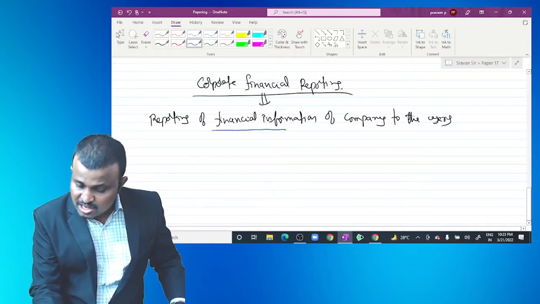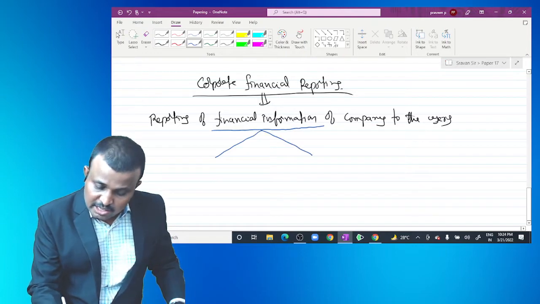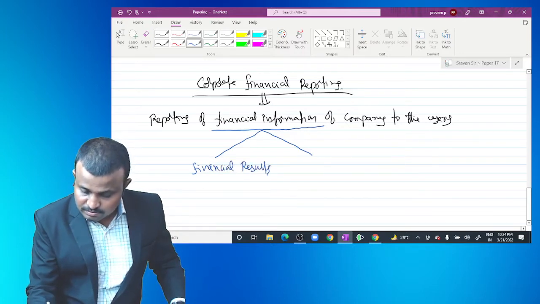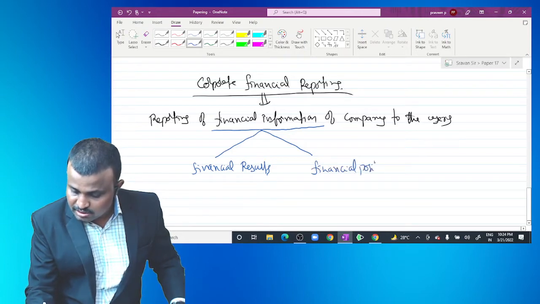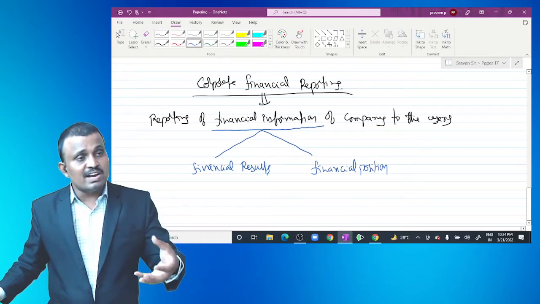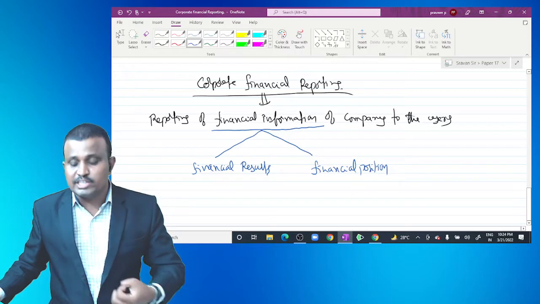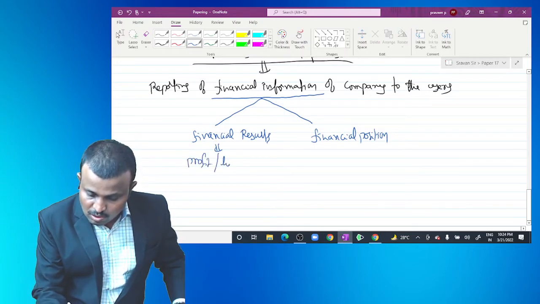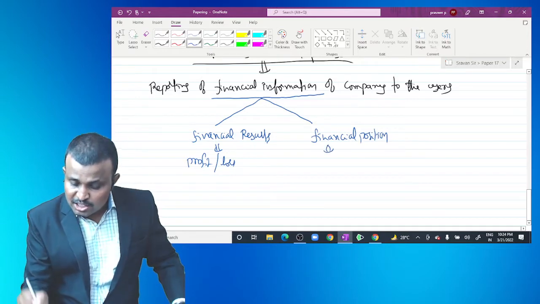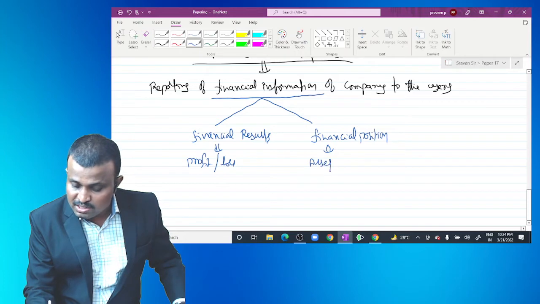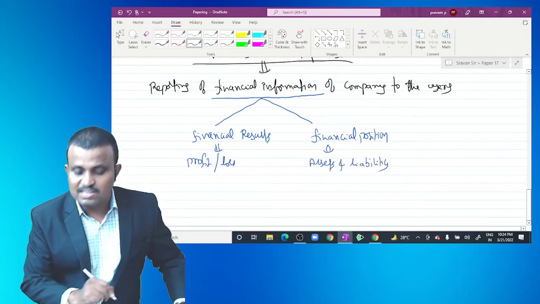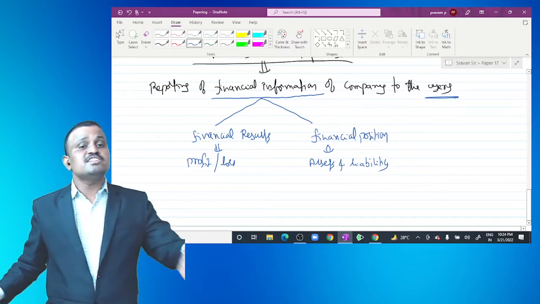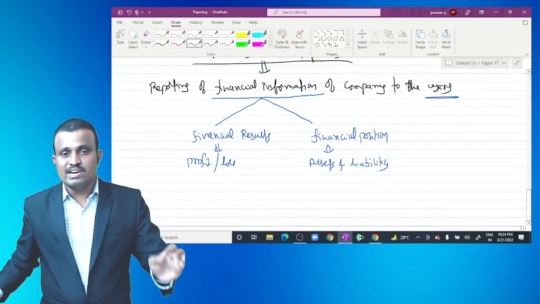Here we use the word financial information. Financial information is provided in two ways. One is communicated in terms of financial results and financial position of the entity. So, reporting of the financial results and financial position of the company to the users. Financial results indicate the profit or loss relating to the respective entity, and financial position is represented in terms of assets and liabilities. So reporting of financial information of the company to the users of the financial statements is technically called corporate financial reporting.